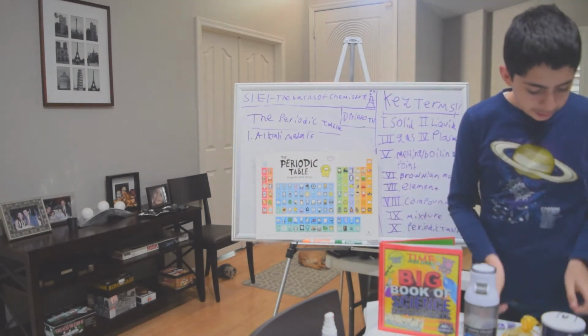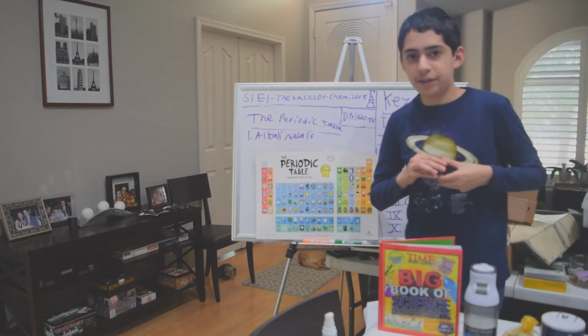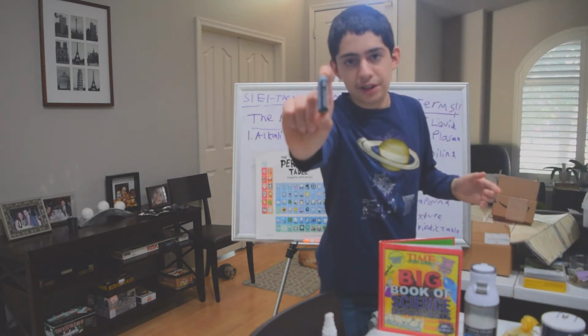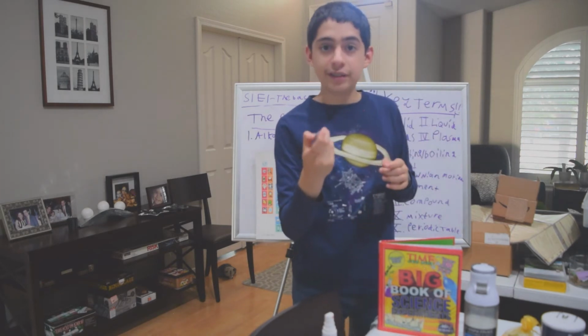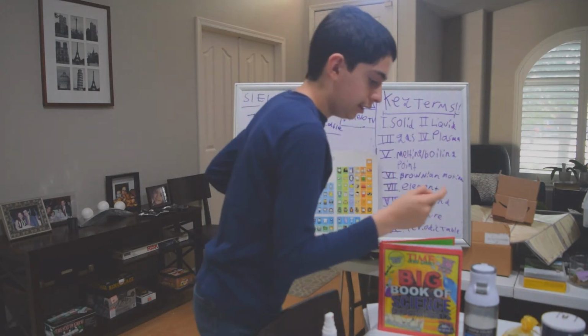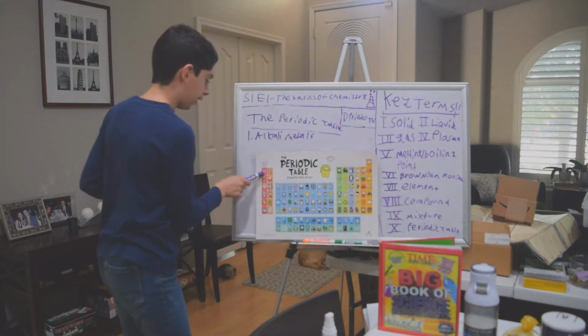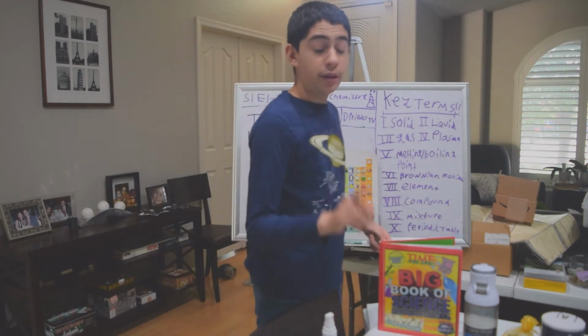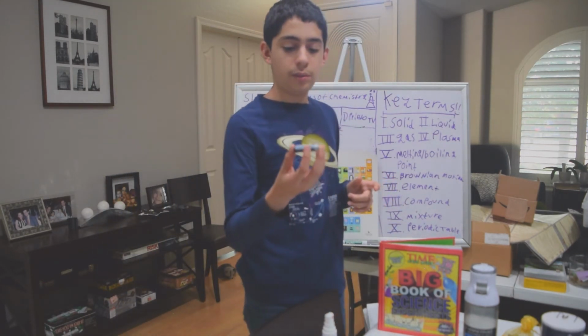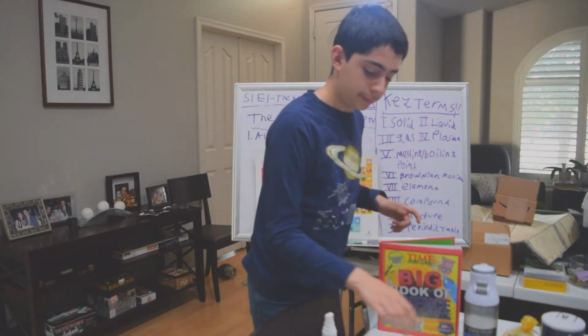And an alkali metal example that I'm pretty sure you have in your home is a lithium-ion battery. You can see here this lithium-ion battery. It contains lithium, which here is element number 3. And it's actually the softest metal of them all. So that's basically what's in the lithium-ion battery.